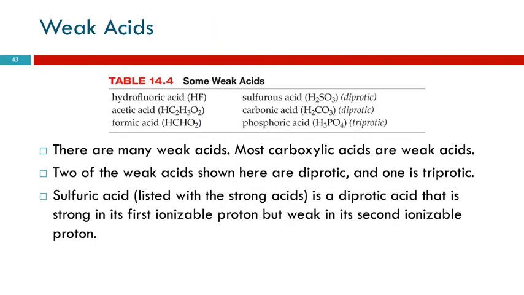Many of the weak acids are carboxylic acids. They're naturally occurring. Things like acetic acid, formic acid. That's the acid that ants have in them, those California fire ants that sting so bad. They're injecting you with formic acid. It hurts.